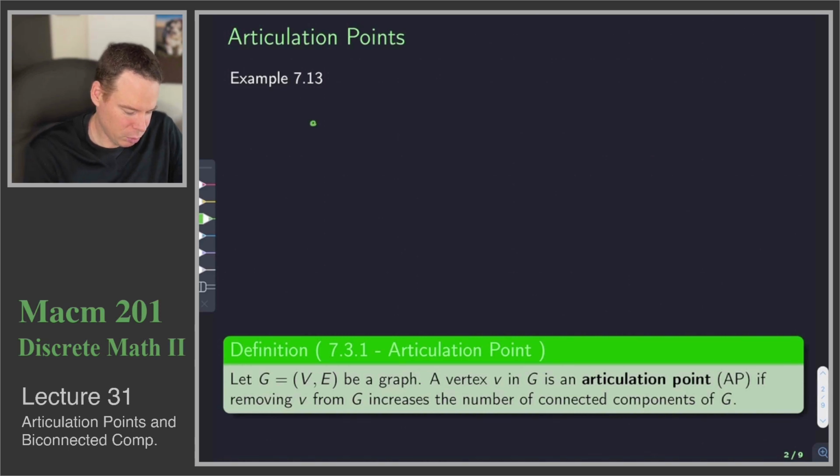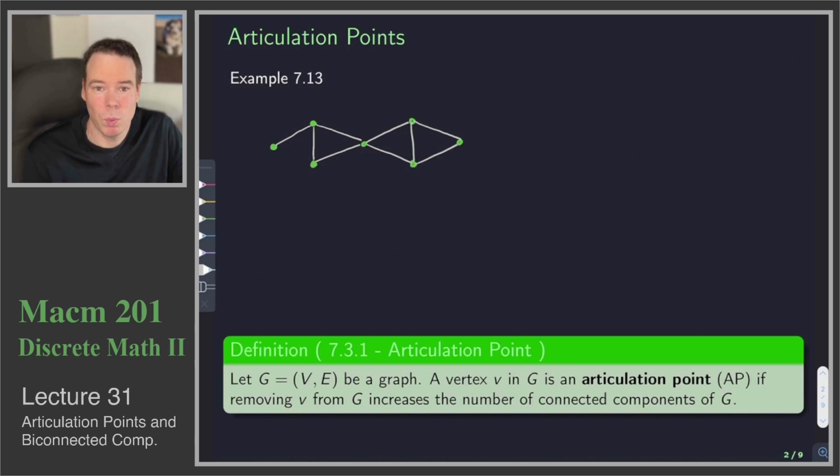The idea behind articulation points and biconnected components is to get a feel for how robust your graph is in terms of its connectedness. So here I'm going to just draw an example of a graph. And I'm going to imagine that this graph represents a physical network. In other words, the nodes are going to be servers, and the edges connecting them will be basically wires connecting them. So we'll label them here. This will be server A, B, C, D, E, F, and G.